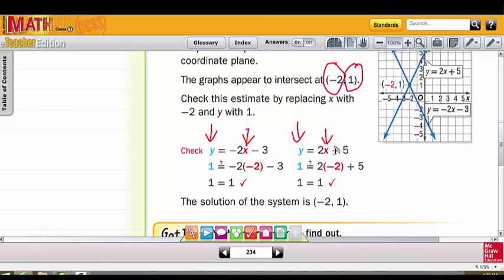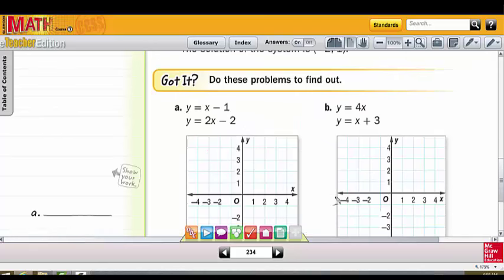So then we go over here and we ask, is 1 equal to 2 times negative 2, which is negative 4, plus 5? Negative 4 plus 5, of course, is 1. We have a solution there. So indeed, our solution to these two equations, the intersection of these two lines, is negative 2, positive 1. Please press pause and do letters A and B.